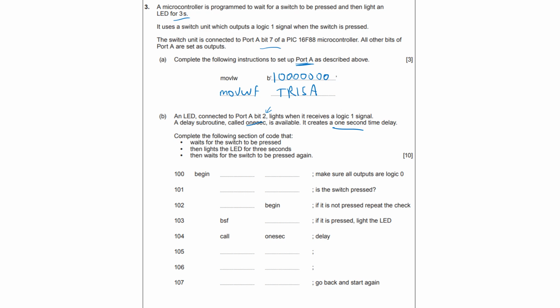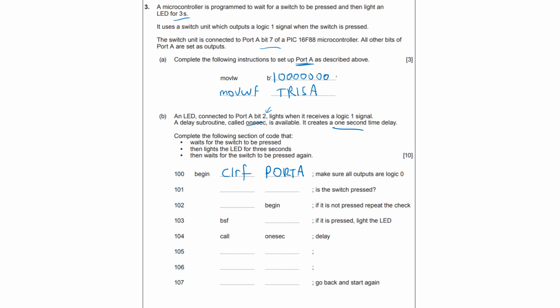How do we make sure everything is a logic 0? How do we clear everything? Oh, I've said it. Clear file port A. Yep. Okay. So you probably could do, because I think there's only one LED, isn't there? Yeah, there's only one LED. So I think you probably could do a bit clear file port A, comma 2 as well. You'd be okay with that.